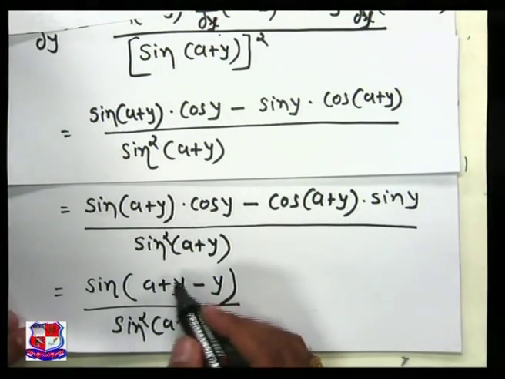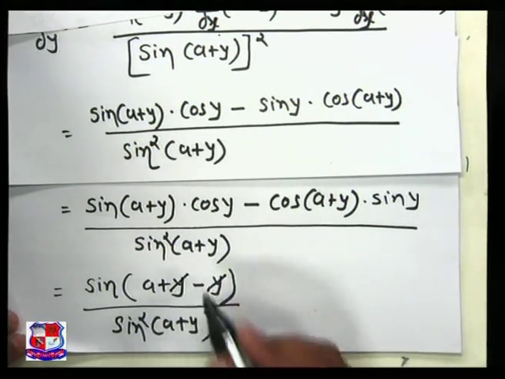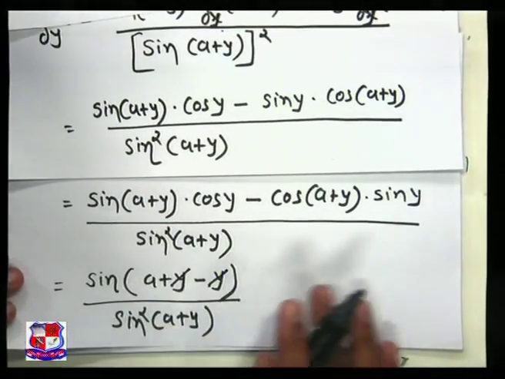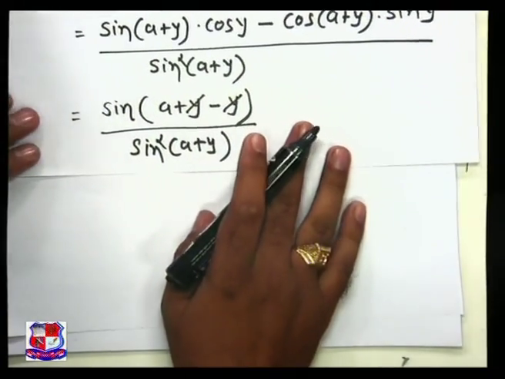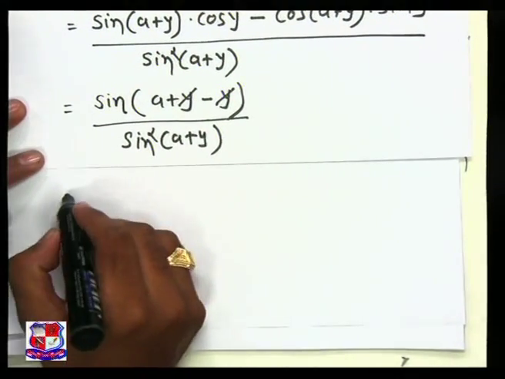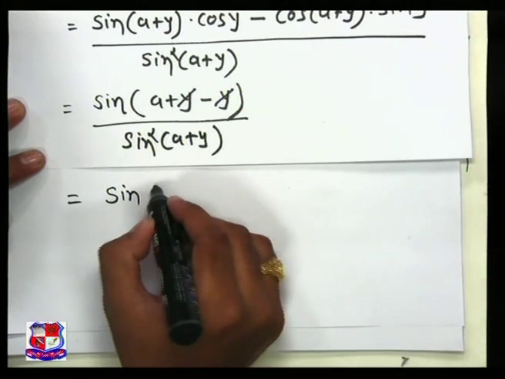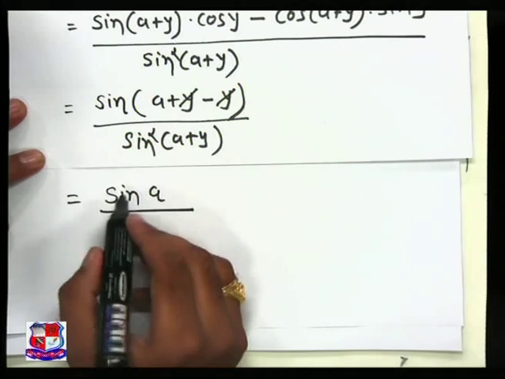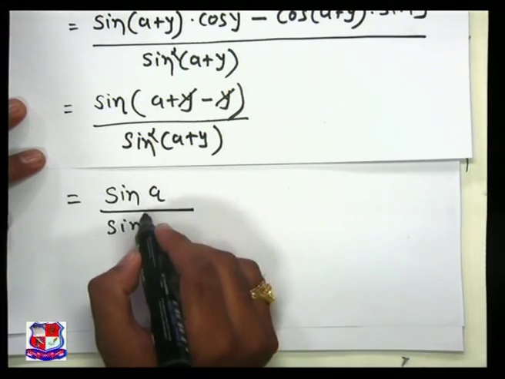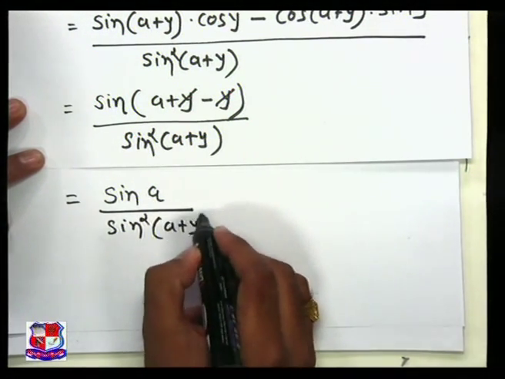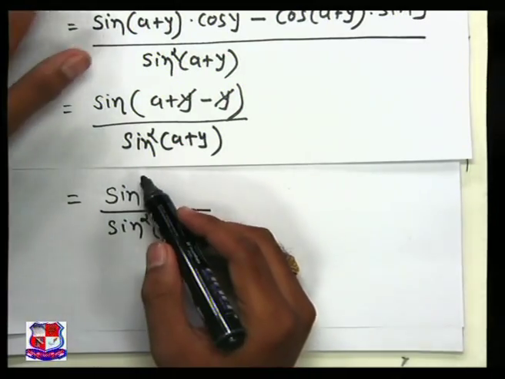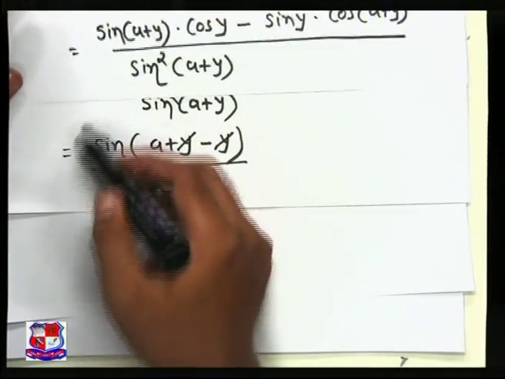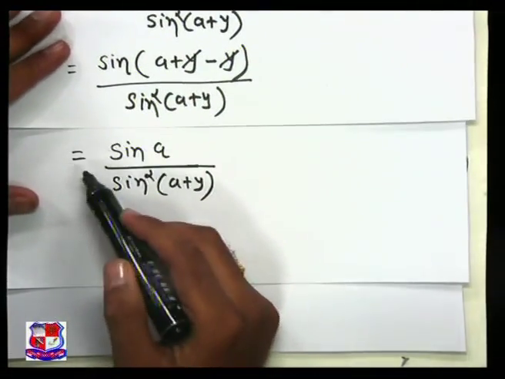Now we want to simplify our numerator further. This y and this y both cancel out, and the result of the numerator is only sin a. So we write the result first, that is sin a, divided by sin squared (a + y). Here just look at what we want to find, that is nothing but dy/dx.